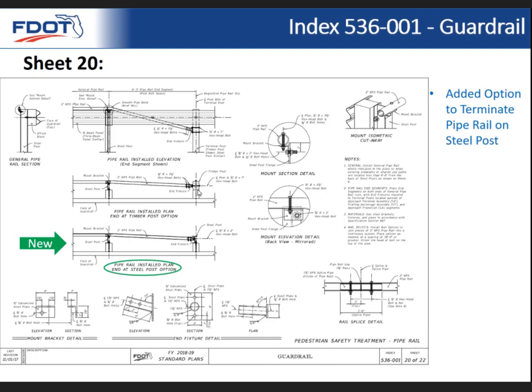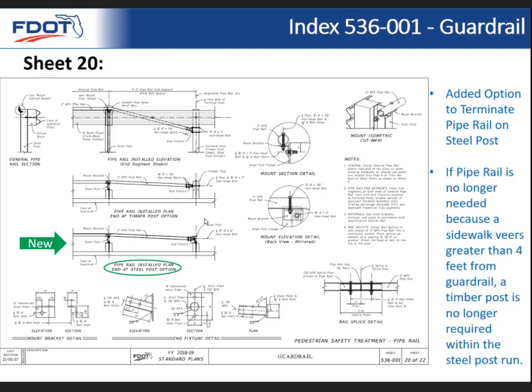Now, there could be a case where the sidewalk simply comes near the guardrail post and then veers away, and then you don't need the pipe rail anymore. So now we've added this new option so you can terminate on a steel post and not have to worry about putting in a timber post around a steel post, because we had gotten some questions from designers on that. So now you have both options. You can end it either way.